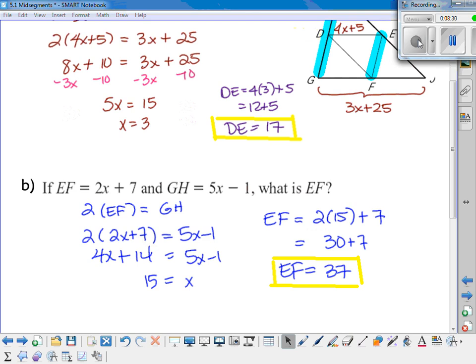Okay, so when you plugged it in, you should have said 2 times 2x plus 7 was equal to 5x minus 1, and you solve that. You get that x is equal to 15. Go back and plug that in for EF, and you should have gotten that EF was 37.